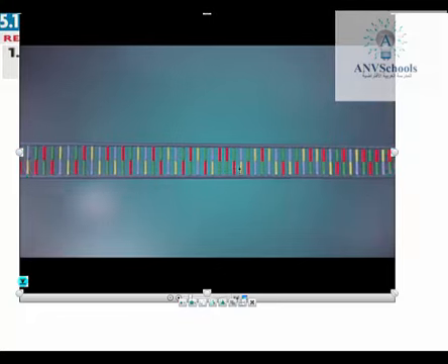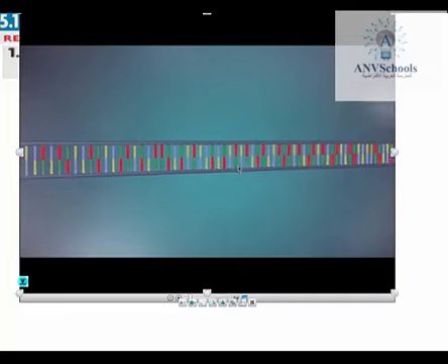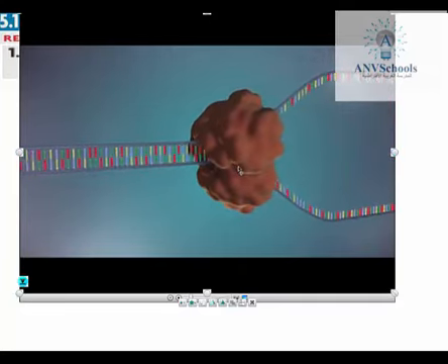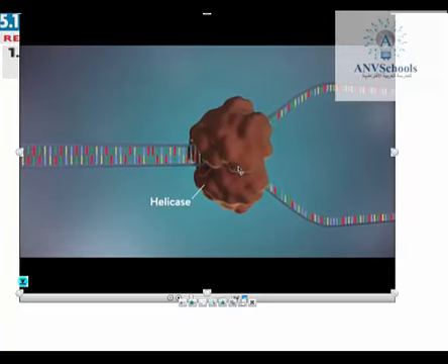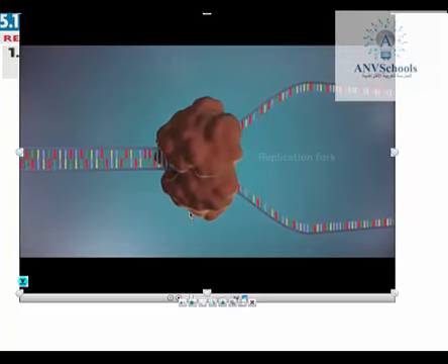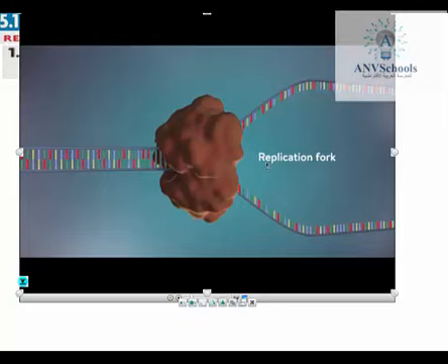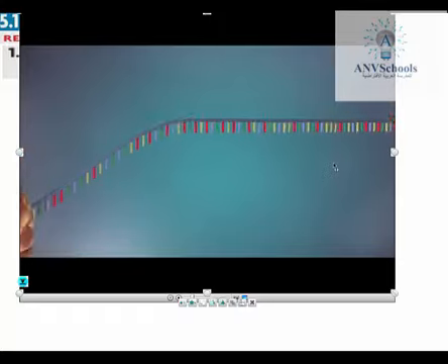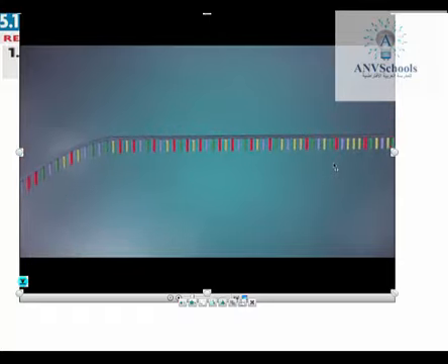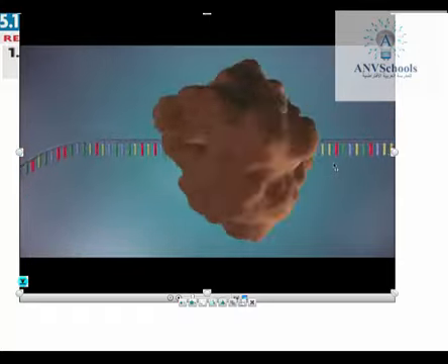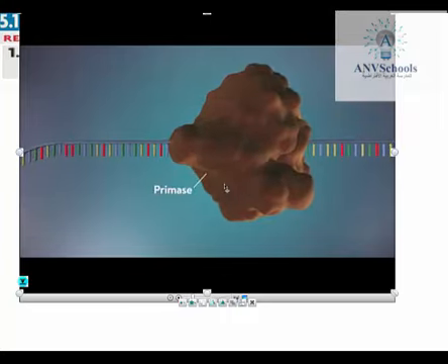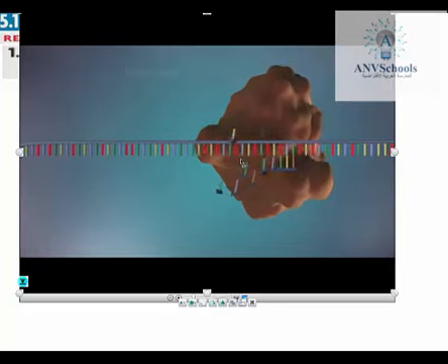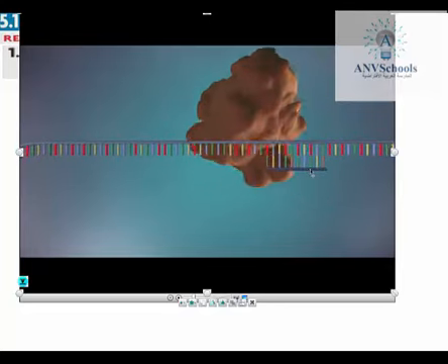So what happens before the DNA replicates? An enzyme comes and unzips or opens the structure of the DNA, that is the enzyme helicase, making a replication fork. So after that, another one called primase will attach what we call a primer.